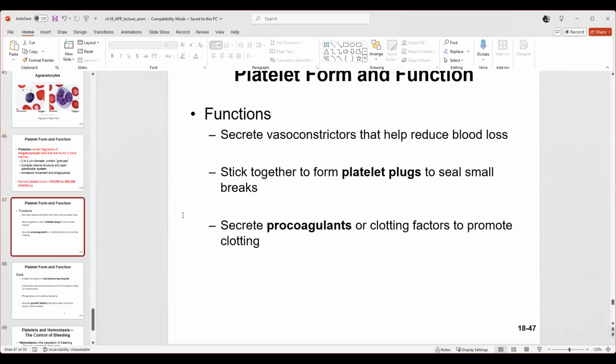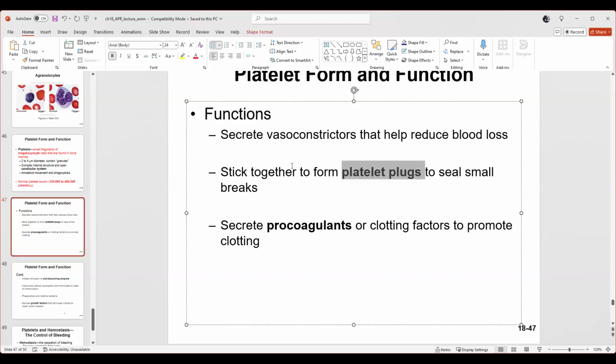The main function of platelets is to produce a seal. They can clump together and seal that area of injury. Now, remember, as we're sealing it, we're forming an initial clot, but that clot can still move. So we want to throw a netting over it. That's what the activation of fibrin does. They secrete procoagulants and clotting factors that promote blood clotting.